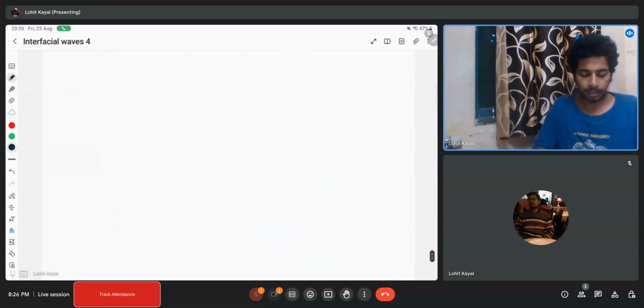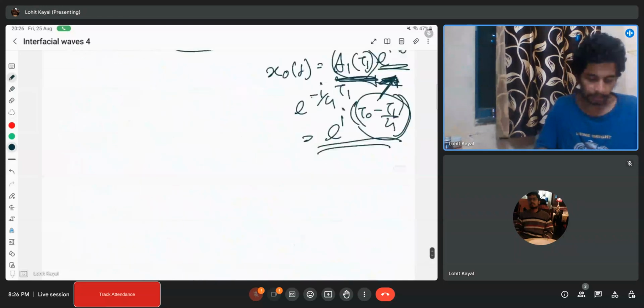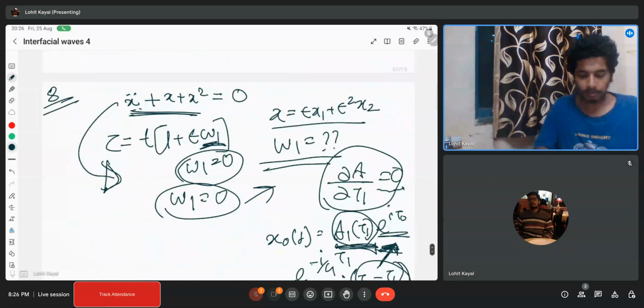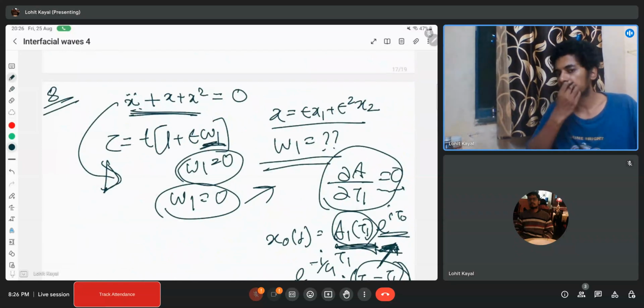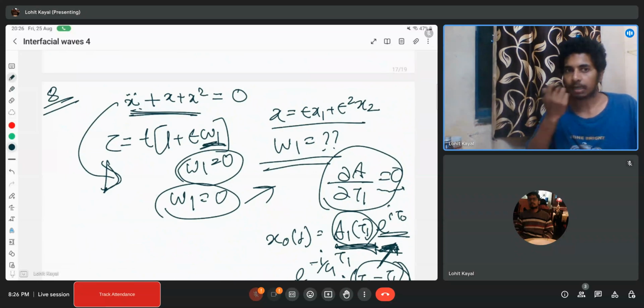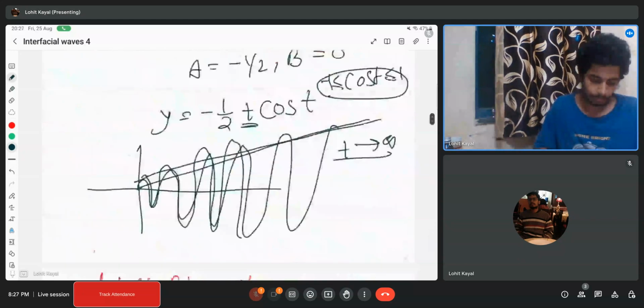From intuition, we have already got this expression. Not exactly from intuition, but as we have solved with the multiple scale technique, from there we can easily say that your omega 1 has to be 0. So that was the last problem.